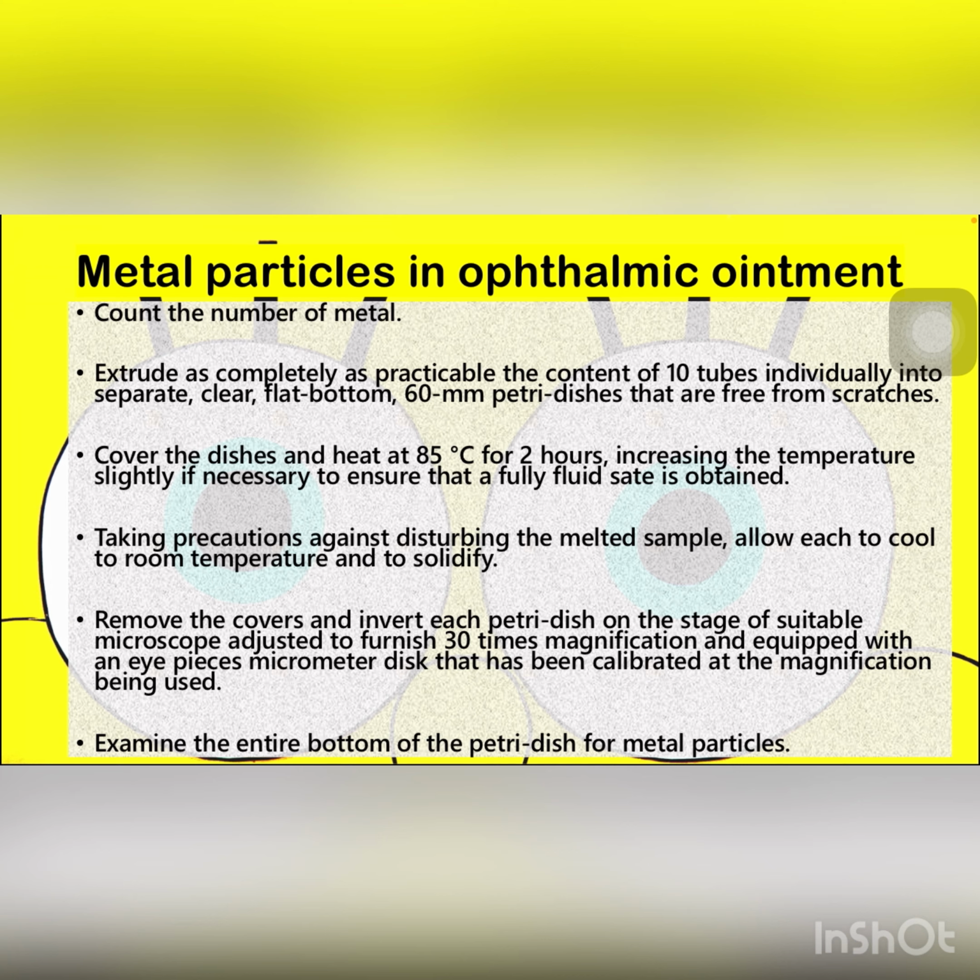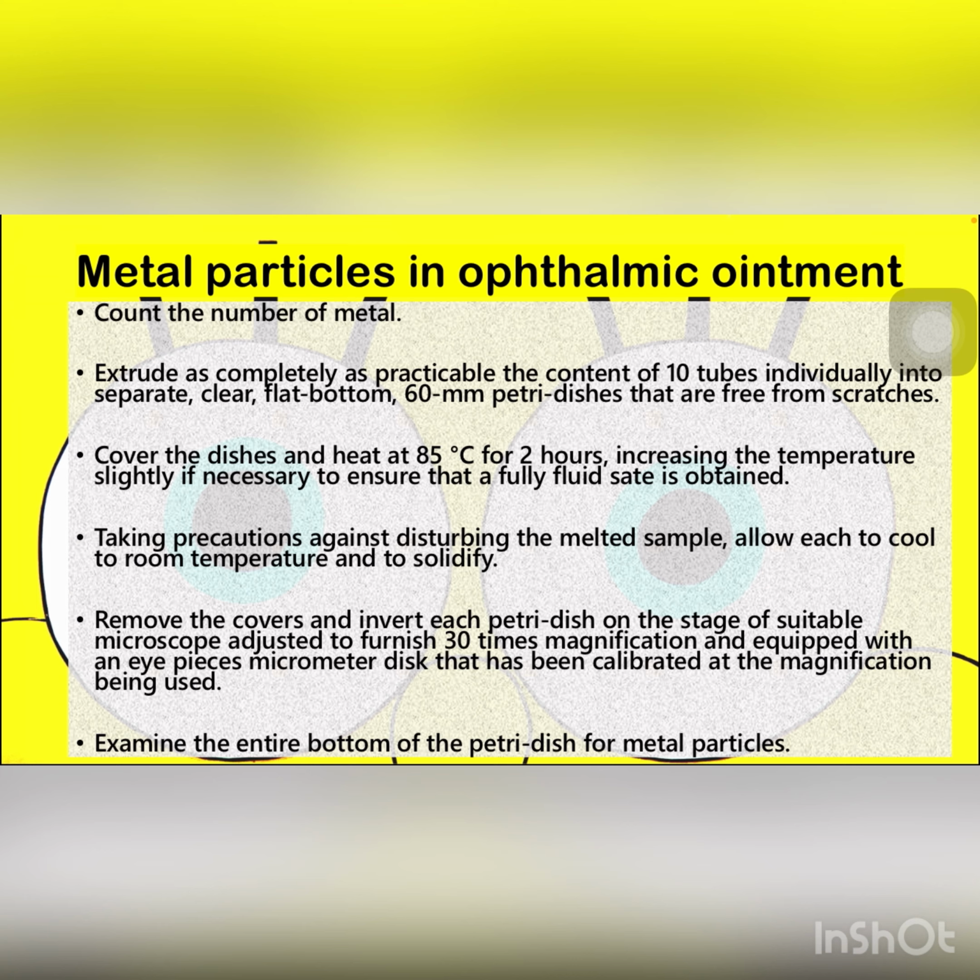The last test is the metal particles in ophthalmic ointment test. First of all, count the number of metal particles. Extrude as completely as practicable the contents of 10 tubes individually into separate, clear, flat bottom 60 mm Petri dishes that are free from scratches. Cover the dishes and heat at 85 degrees Celsius for around 2 hours, increasing the temperature slightly if necessary to ensure that a fully fluid state is obtained. Third, taking precautions against disturbing the melted sample, allow each to cool to room temperature and to solidify.